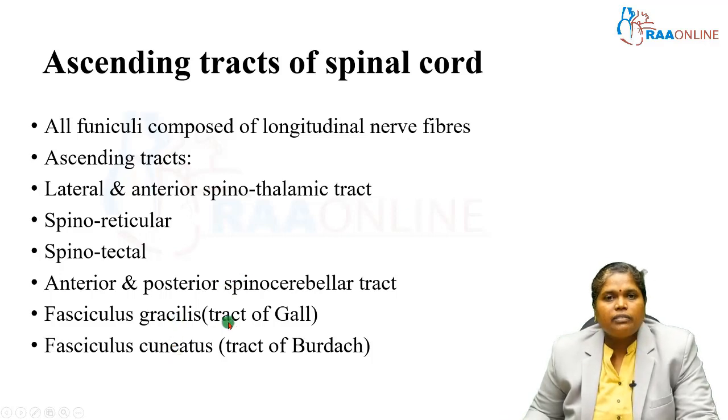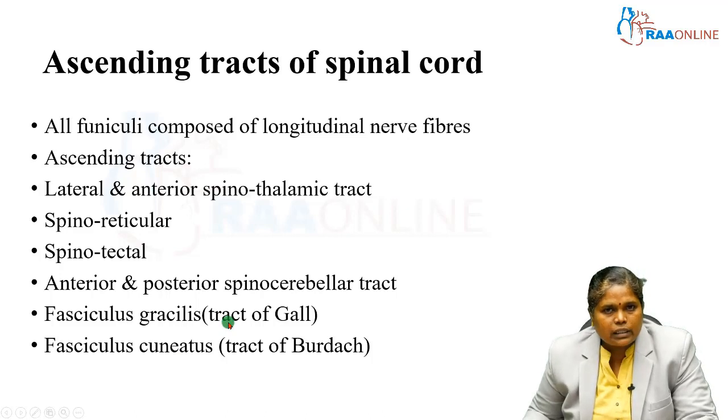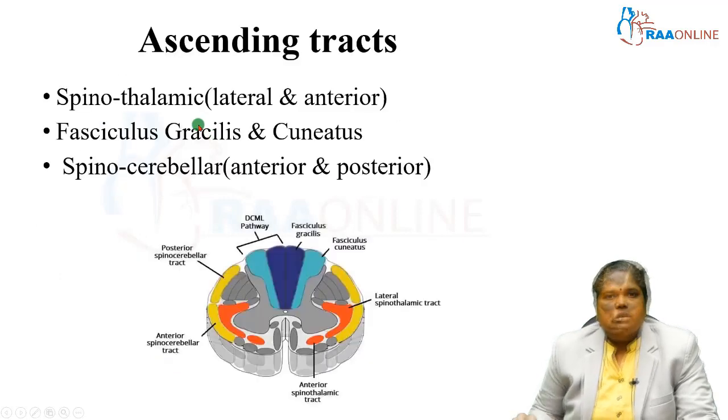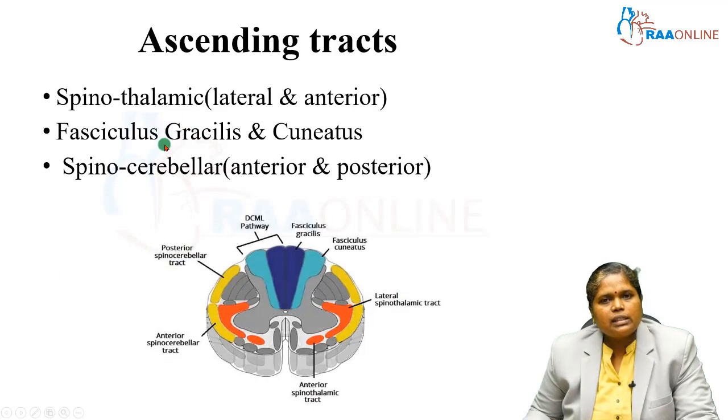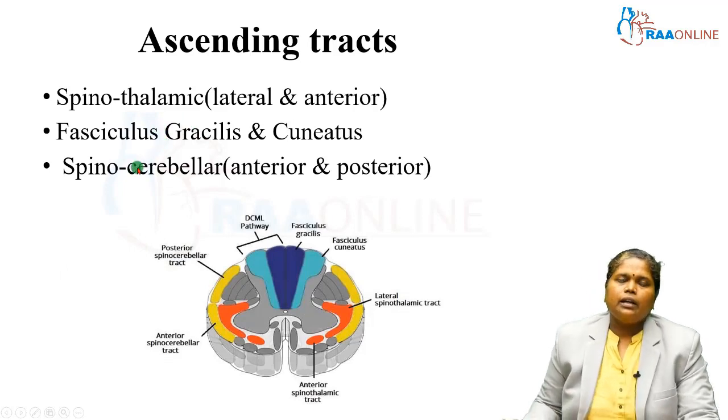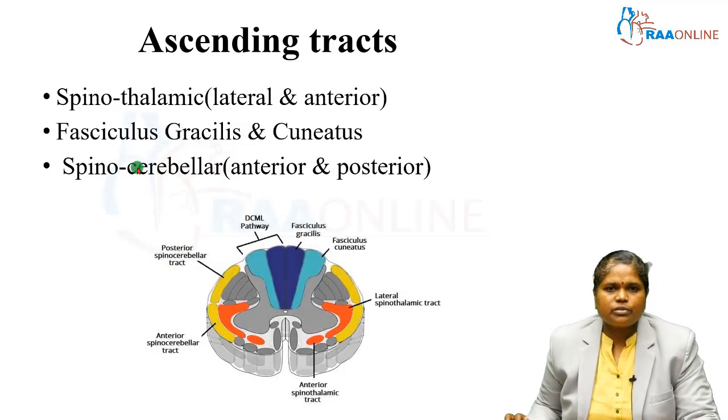These are the various ascending tracts of the spinal cord, out of which today we are going to discuss the spinothalamic, spinocerebellar, and fasciculus gracilis and cuneatus, because these three sets of tracts are very important ascending tracts of the spinal cord.